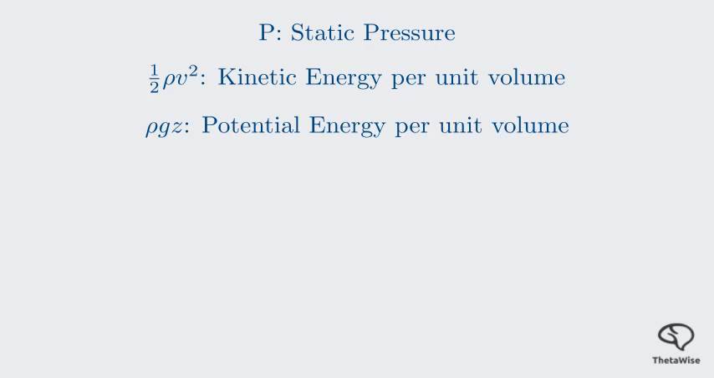So, to recap, the Bernoulli equation states that the sum of pressure energy, kinetic energy, and potential energy per unit volume is constant along a streamline. It's a powerful statement about energy conservation in fluids. Now that we understand the terms, let's see how to apply the Bernoulli equation. The most common way to use it is to compare the energy at two different points in a fluid flow.